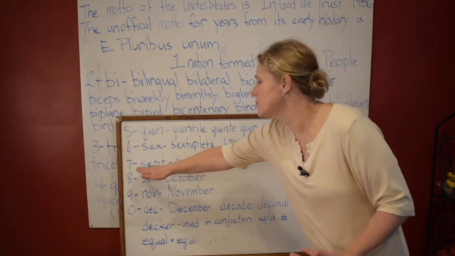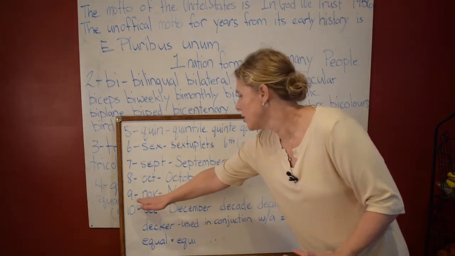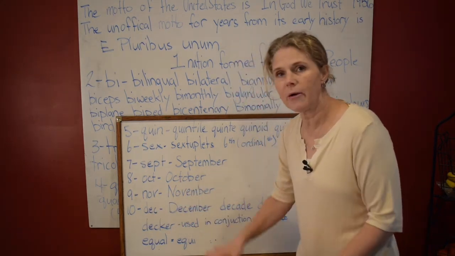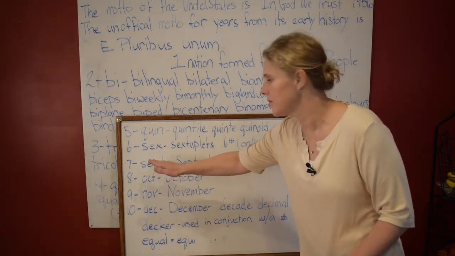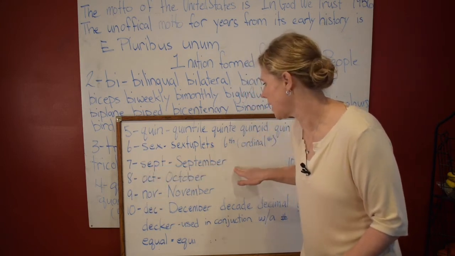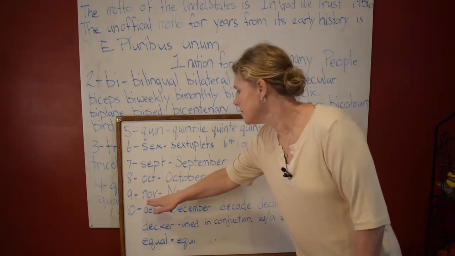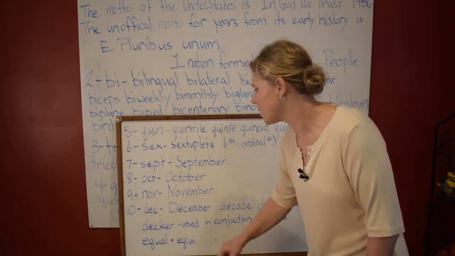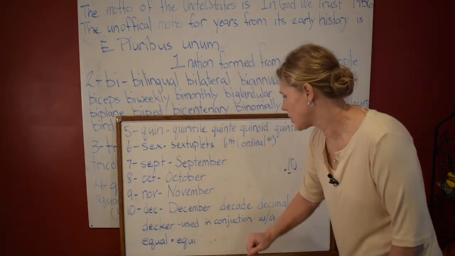So September used to be the 7th month. October used to be the 8th month. November used to be the 9th month. And December used to be the 10th month. But now everything's pushed down. But it still has the beginning, and we still know what these mean. 7, sept means 7, September. 8 means oct, October. 9 means nov or nov, however it ends up in a word, November. 10, dec or des, December.